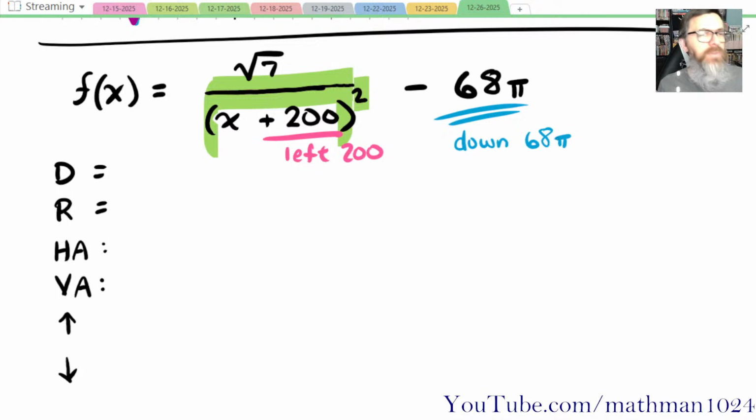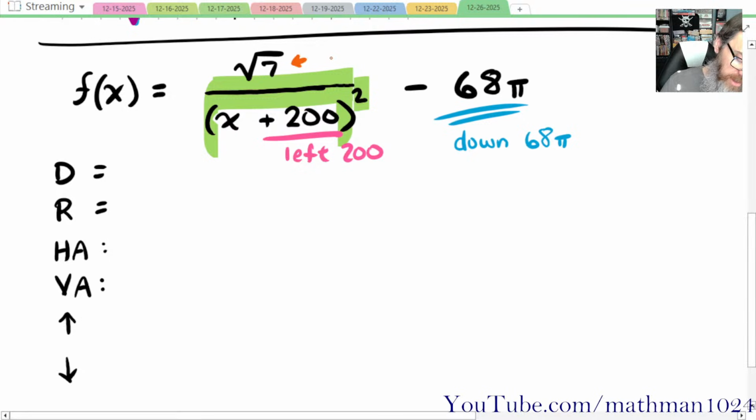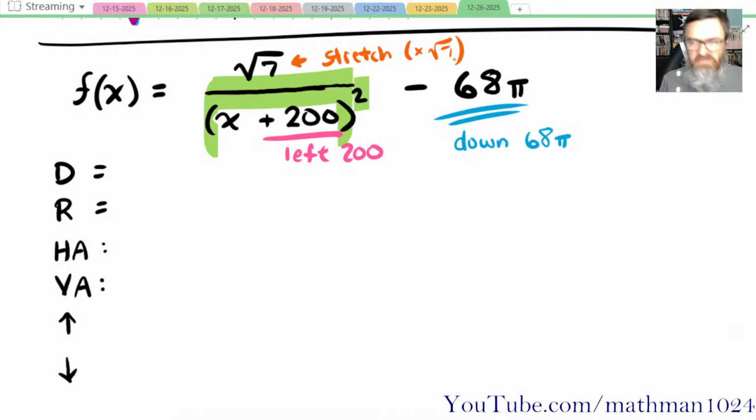Okay, what about that square root of 7? This square root of 7 would give us a vertical stretch by a factor of the square root of 7. But what we'll find out is that a vertical stretch or compression is not going to affect my domain or range or any of this other stuff. It'll affect the way the picture looks, but it doesn't affect the information that I'm asking for.